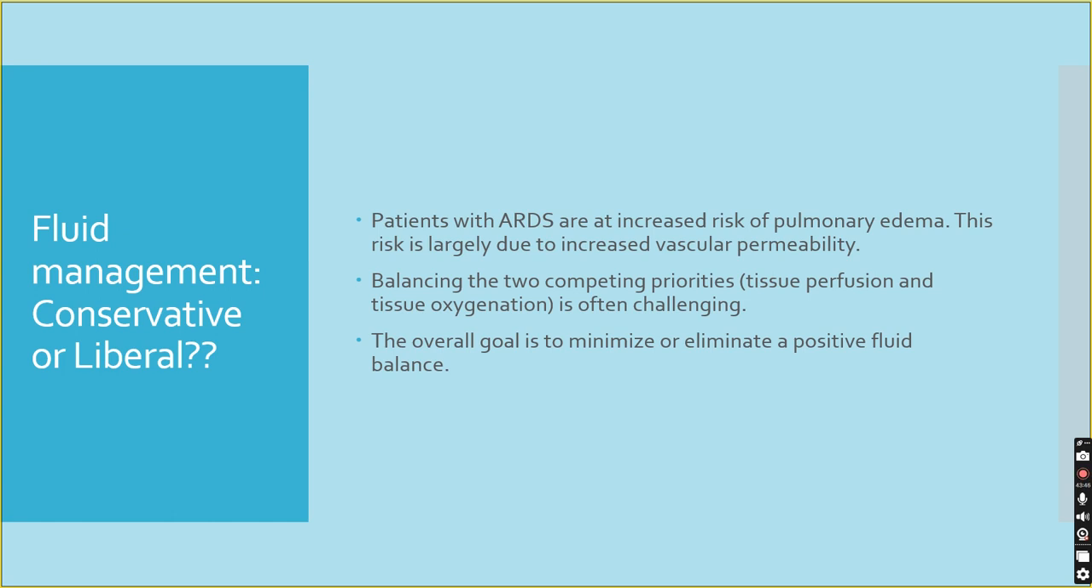Fluid management is again a very important part, whether to give liberal fluids or conservative fluid, but this answer has been clearly evident after multiple studies. Patient with ARDS has increased risk of pulmonary edema, and this risk is largely due to increased vascular permeability. So balancing two competing priorities, tissue perfusion on one side and tissue oxygen on the other side, is often challenging. And the overall goal is to minimize or eliminate positive fluid balance, and keeping lungs tightly on negative side rather than giving liberal fluids is a strategy in ARDS.